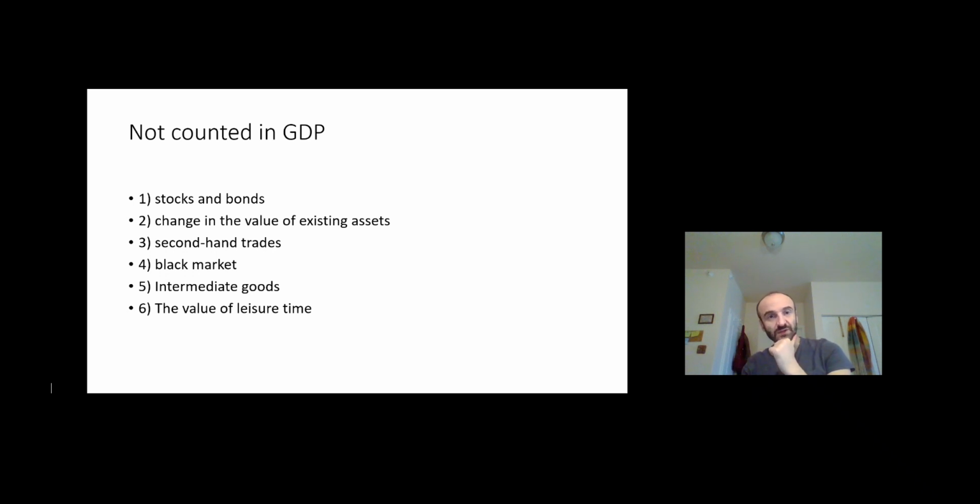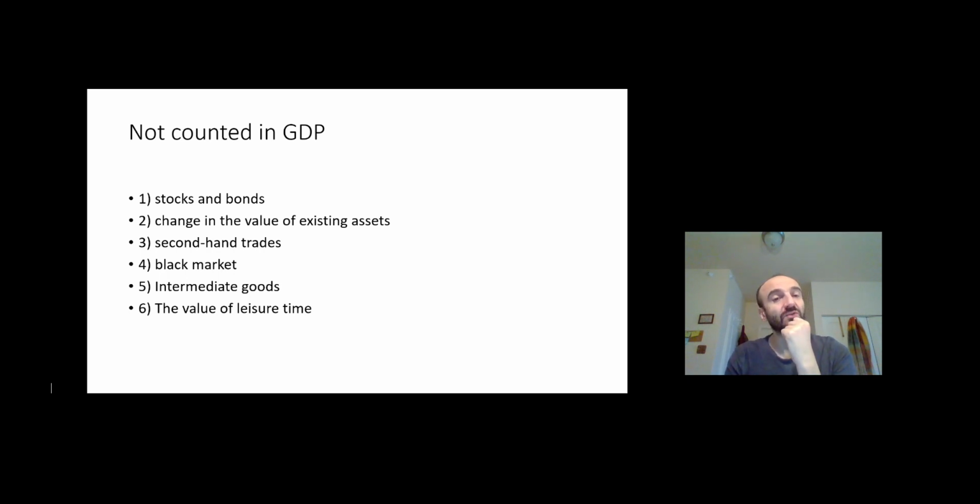Whenever you buy a second-hand car or any other second-hand product, you are better off. The seller of the good is better off, yet the GDP figures do not include those transactions. So that's one of the reasons why the GDP numbers underestimate the real level of economic well-being: GDP figures do not include the value of second-hand trades that are routinely carried out on the markets every day.